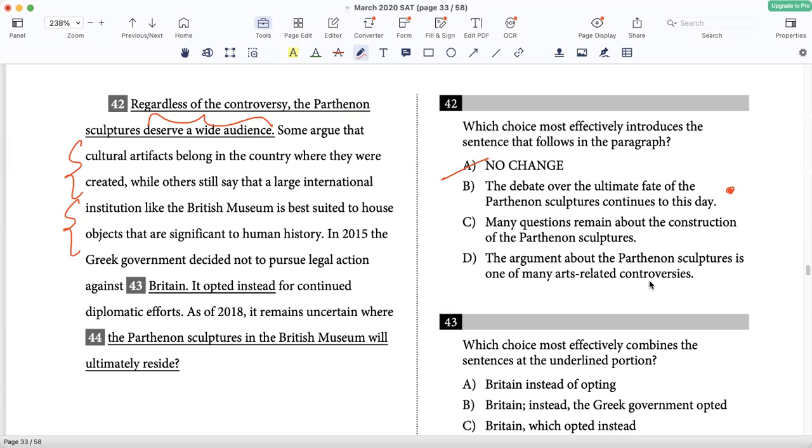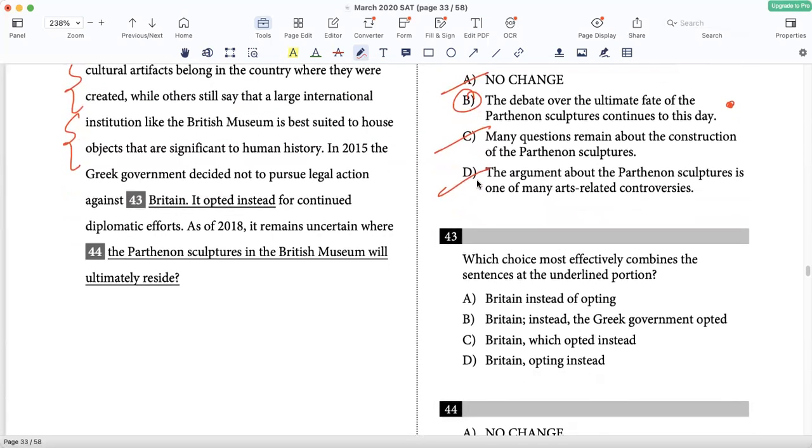Many questions remain about the construction of the Parthenon sculptures. That's not the point of this paragraph. We're not speaking about the construction of these sculptures, so it's not C. The argument about the Parthenon sculptures is one of many arts-related controversies. Again, this is not a good introduction to this final concluding paragraph because it's not like we are going to start speaking about other arts-related controversies here. So B.